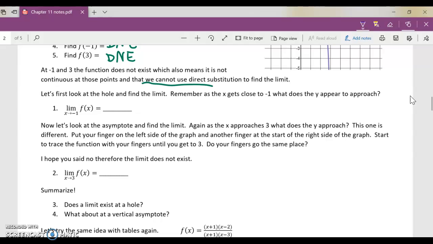So x is approaching -1. So we are looking at our graph as x approaches -1. And remember, we are thinking as x gets close to -1. It doesn't actually get there. We already talked about there's a hole there.